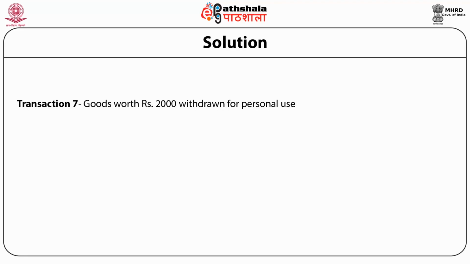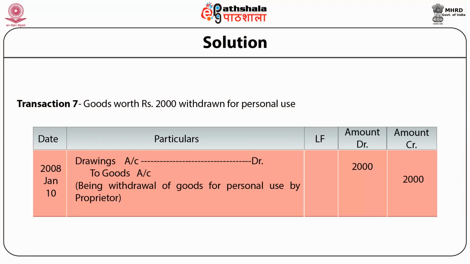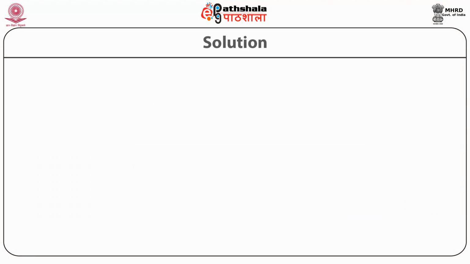Goods are related with the real group and drawings are related with the personal group since it belongs to the owner. So as per the rules of real, the goods is outgoing, and as per the rules of personal, the owner is the receiver. So the receiver is to be debited and outgoing goods is to be credited. The transaction in the journal would be like this: drawings account debit to the goods account.